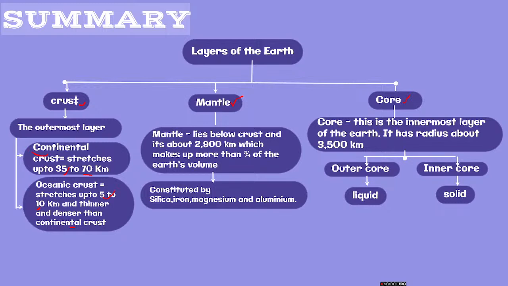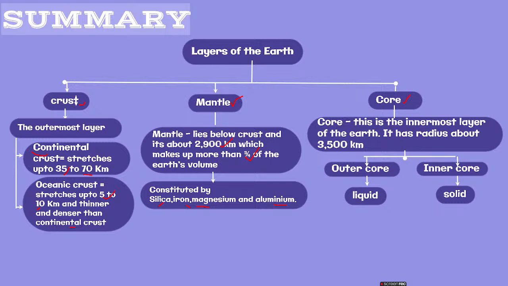Next we have come to the mantle. The mantle is a layer below the crust and stretches up to 2900 kilometers, which is a large area or volume. But it makes up only about 3/4 of the earth's volume if we consider the core, outer core, and inner core separately. And it is constituted by silica, iron, magnesium, and aluminium. These are four important minerals or constituents present in the mantle.